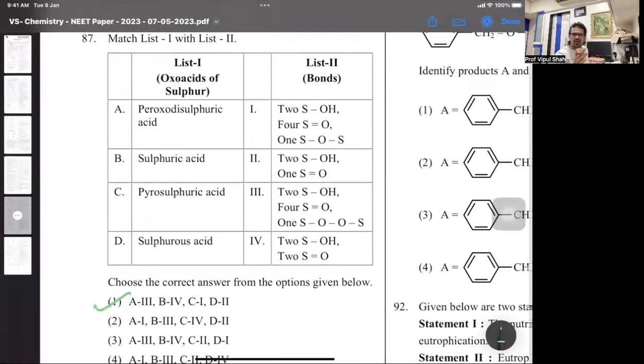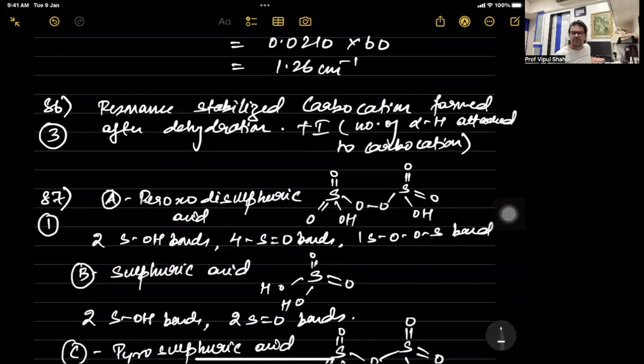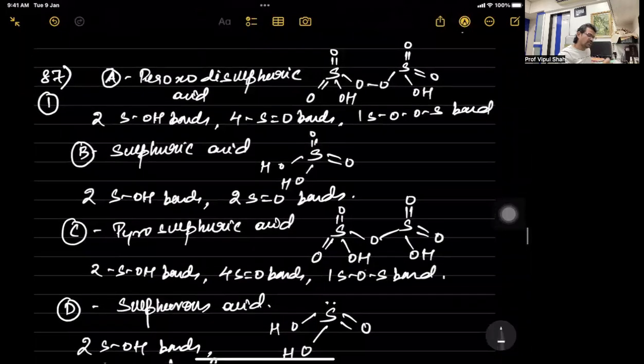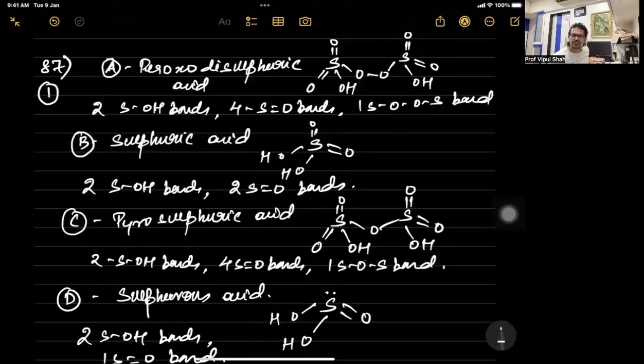They have given the four: peroxodisulfuric acid, sulfuric acid, pyrosulfuric acid, and sulfurous acid. So look at this. For the previous one, the resonance stabilization and the plus effect. Now I've given all the four. Have a look at it carefully. You will understand. Peroxodisulfuric acid, how many bonds? Sulfuric acid, pyrosulfuric acid, and last is sulfurous acid. Clear?